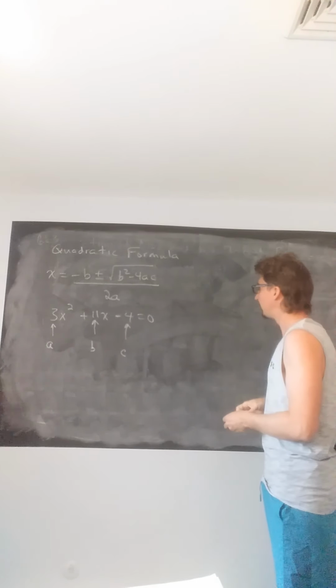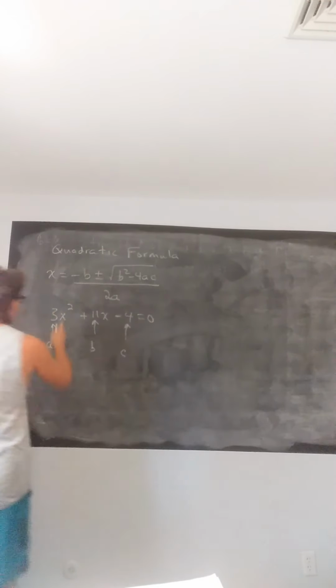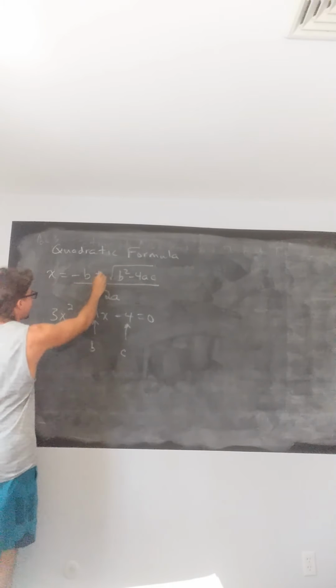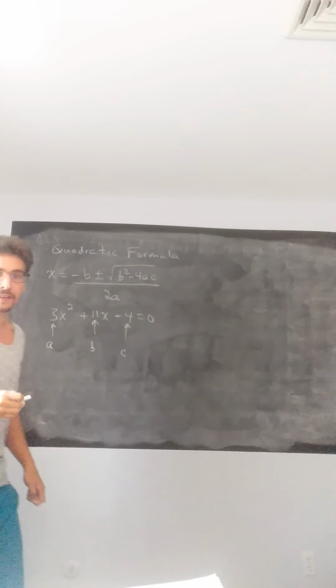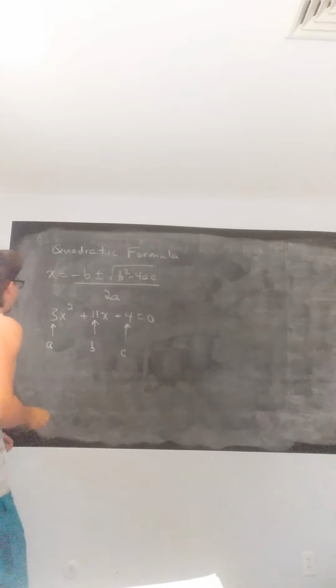So now with that being said, we could go ahead and fill the formula in. So here's the formula. X equals negative b plus or minus. So plus or minus means that you're going to get two answers to this problem in the end.